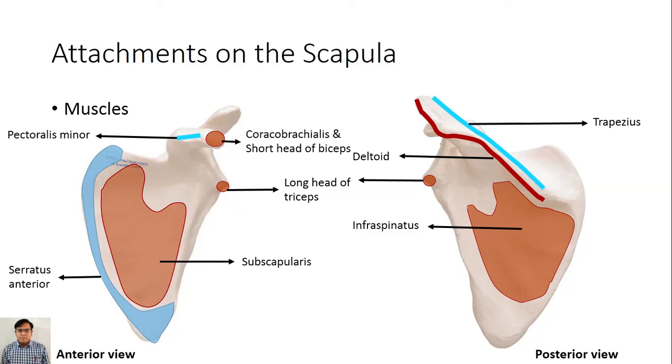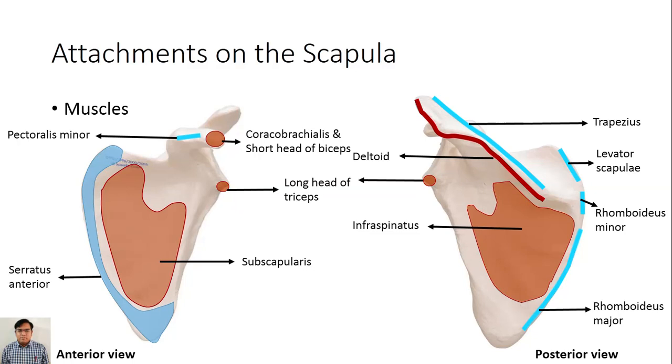Now the medial border, attachment on medial border, posterior view. There are three muscles. One is levator scapulae. This is the insertion of levator scapulae from the superior angle up to the root of the spine. Then at the root of the spine there is insertion of rhomboideus minor, and below the spine there is insertion of rhomboideus major. So this is the rhomboideus major.